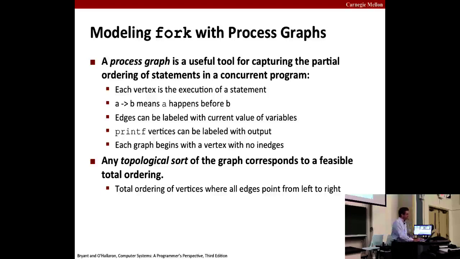So what we'll do is we'll let each vertex correspond to the execution of a statement, and then an edge is the happens-before relation. So A happens before B. And then we will label edges with current values of variables. If we have a vertex that corresponds to a printf, we can label that with the output. And then every graph starts with a vertex with no in edges. Given this graph, any topological sort of the graph represents some feasible total ordering of events. By topological sort, we mean a total ordering of the vertices where all the edges go from left to right.